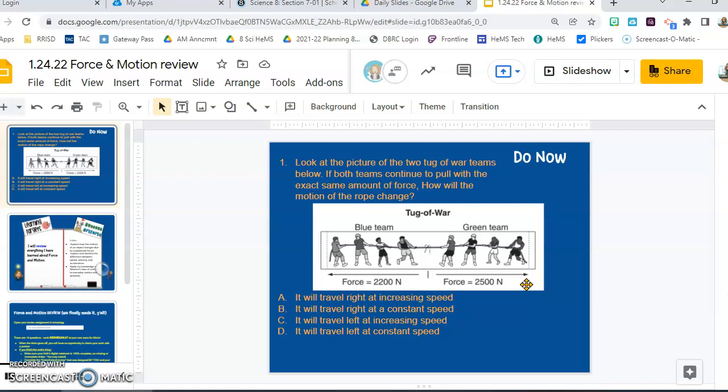And one of you really mentioned it well, is like, this group has more strength. So yes, it's going to travel to the right. So that eliminates answers C and D right away. Now, if it's a constant speed, then they're moving at the same speed. But since we have this number is larger than that one, we're going to have an unbalanced force, so it is going to be an increasing speed.